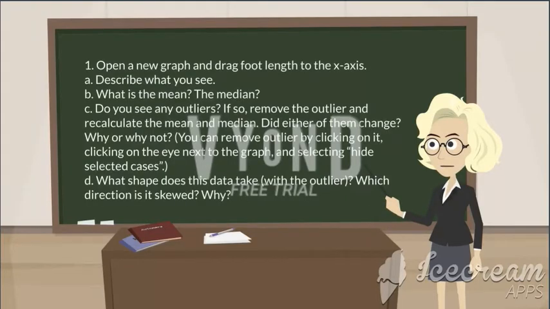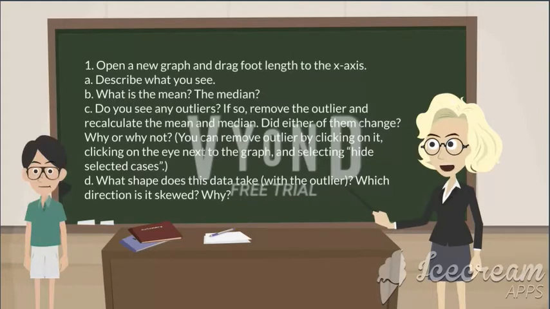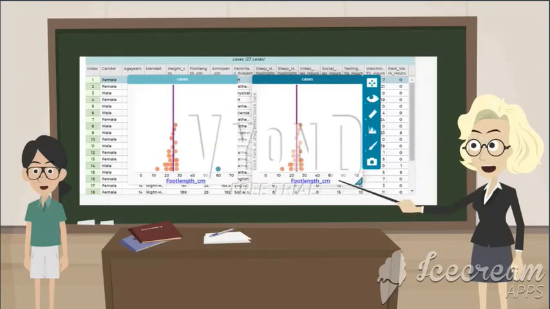Hi Sarah. How are things going over here? I am actually having trouble with Part C. How do I remove the outlier? You can remove the outlier by clicking on it and selecting the eye next to the graph, and then selecting Hide Selected Cases. How did you know that there was an outlier? There is a point at 60 centimeters that stands out from the rest of the data.